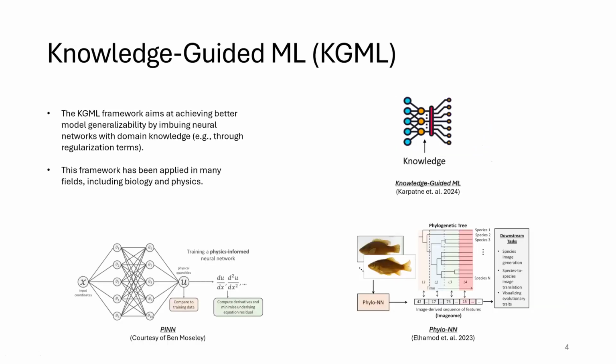Now, to later test the capabilities of the proposed visualization method, I choose KGML, Knowledge-Guided Machine Learning, as an application. KGML is a domain I have been researching in the past few years. It is a framework where neural networks are designed such that, in addition to the training data, they take into account expert domain knowledge. This framework has shown great success at enhancing model generalizability, and it has been applied in many fields, including physics for solving partial differential equations, for example, and in biology for species image generation.